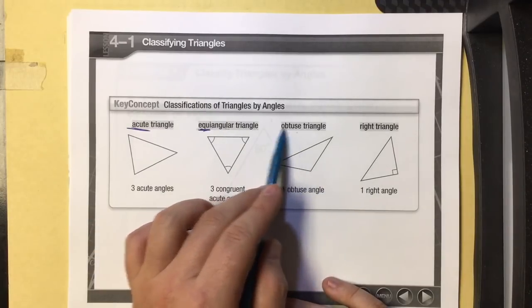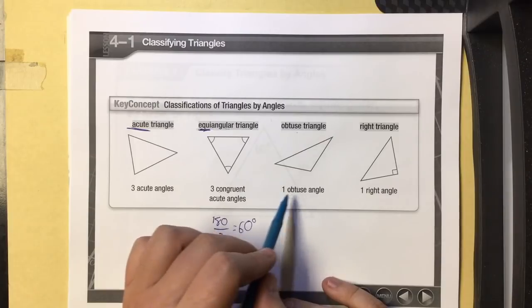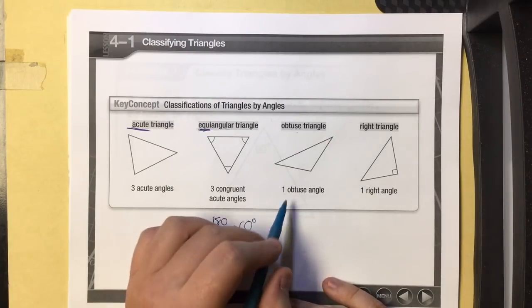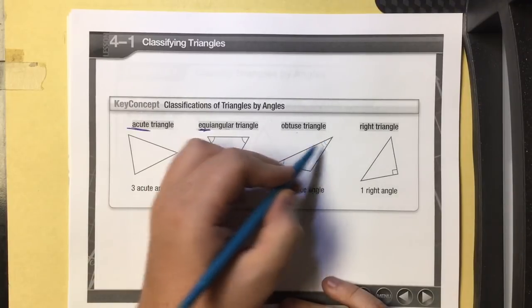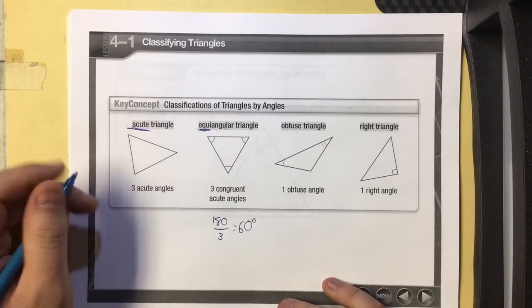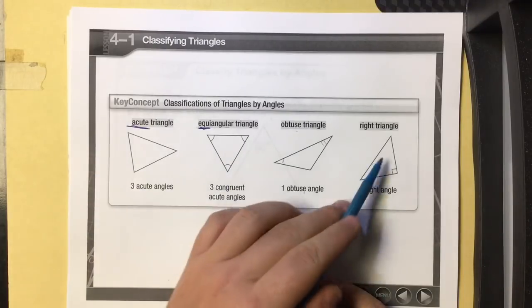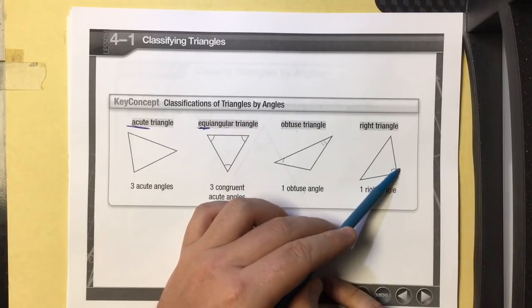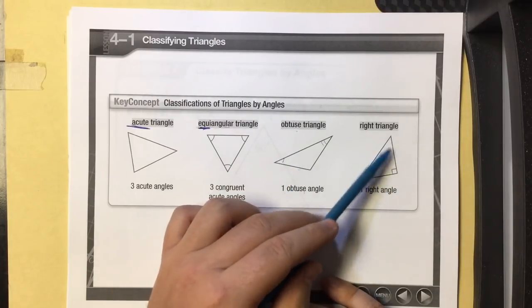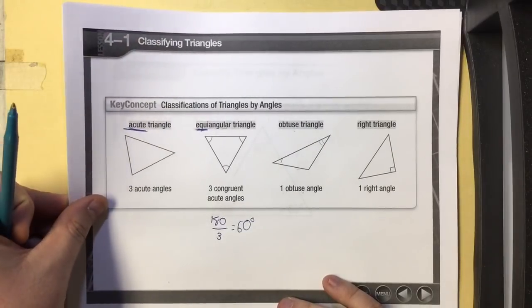An obtuse triangle has to have 1 obtuse angle. Obtuse, again, is bigger than 90. This says only 1 obtuse. The other 2 angles are going to end up being acute. No matter what, the triangle is going to have at least 2 acute angles. And then a right triangle is probably the easiest one to see. It has a right angle, but just like here, even though it has 1 right angle, the other 2 will still be acute angles.